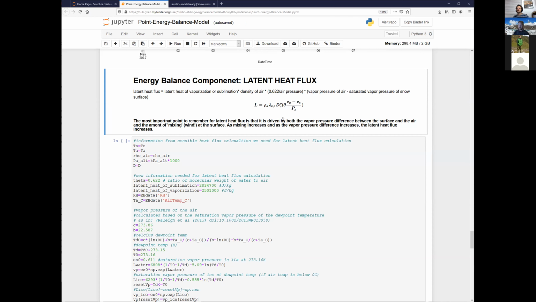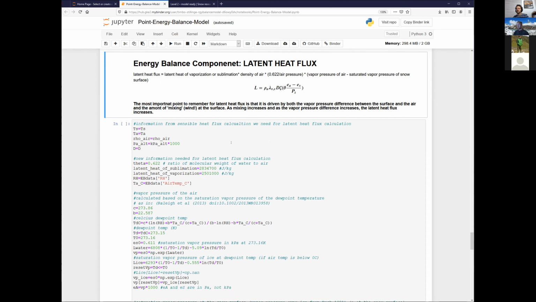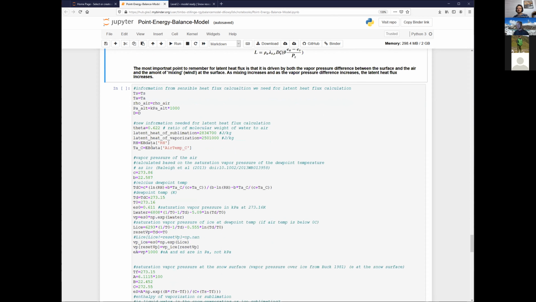And so that's what's really important in this latent heat equation, is knowing how much mixing is going on, how windy is it, and then knowing what the vapor pressure difference is between the snow and the air above it. And so to do this, we can reuse what we already calculated: the temperature of the surface of the snow, the temperature of the air, and these other constants.